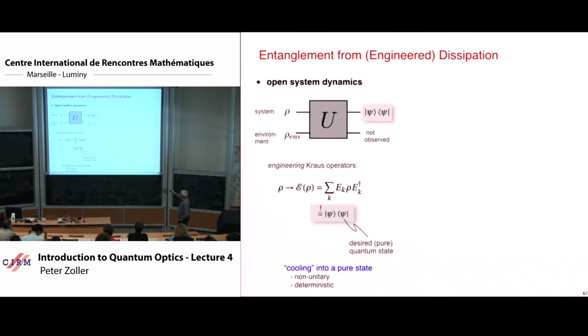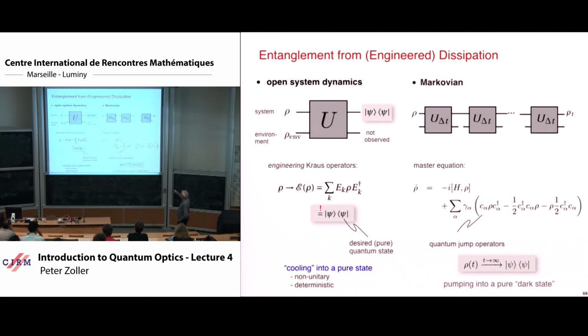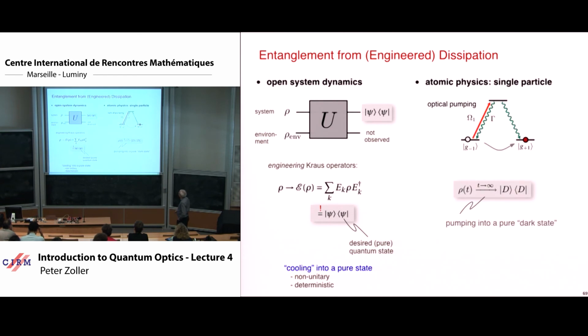To say it more formally, we have these maps that we might iterate several times. Can we achieve a pure state? This is the desired pure quantum state. So we are cooling into a pure state, non-unitary. On the level of the master equation, you would write down something like that, and you would ask, can we engineer these quantum jump operators so that in the long run you get a pure state, but also this entangled state that you want?